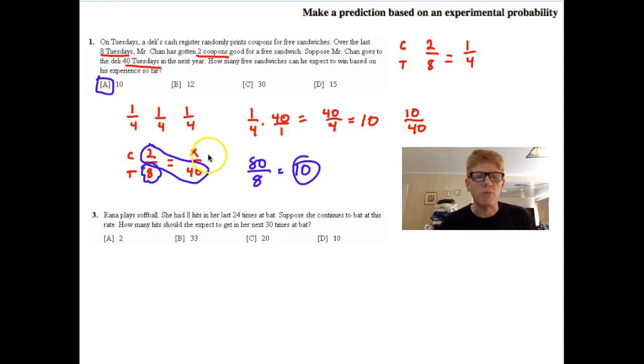In our second problem, Raina plays softball. She had 8 hits in her last 24 times at bat. Suppose she continues to bat at this rate. How many hits should she expect to get in her next 30 times at bat?